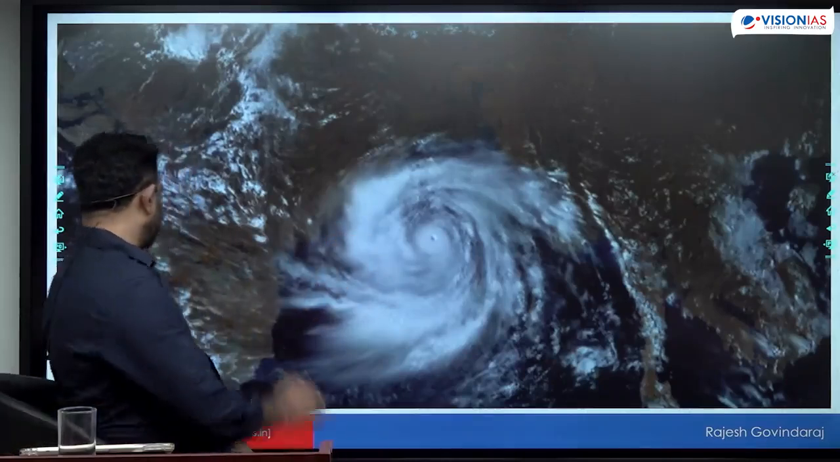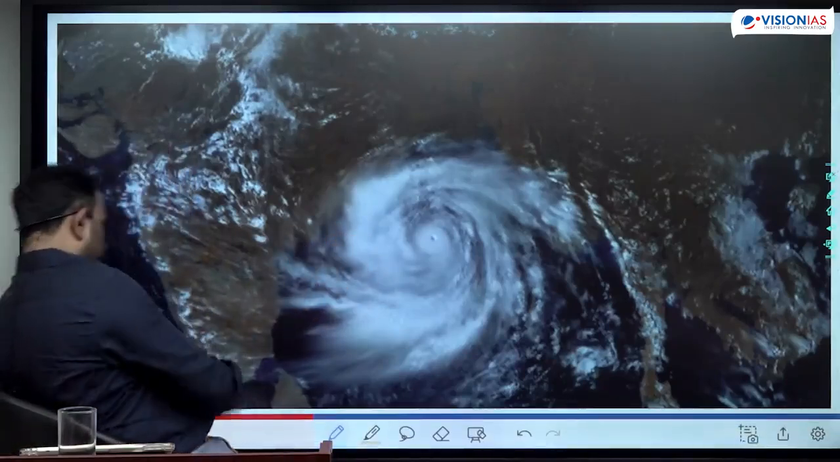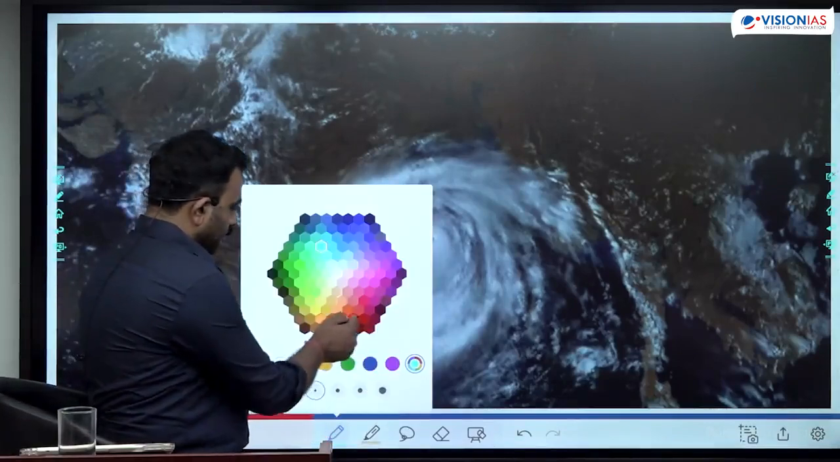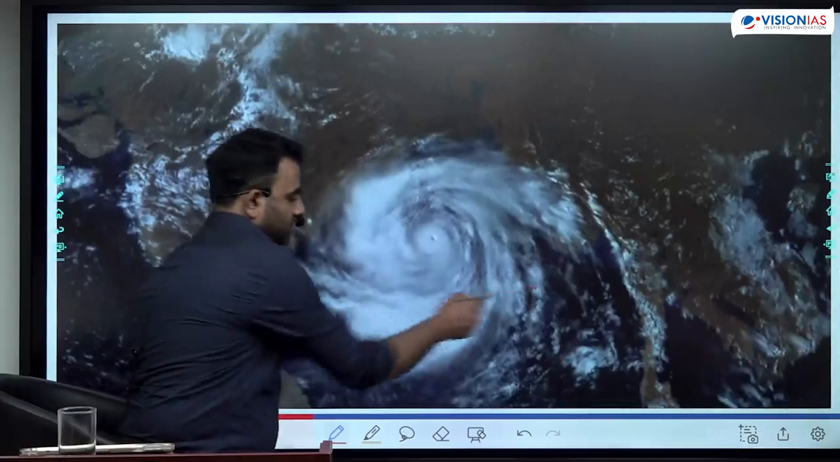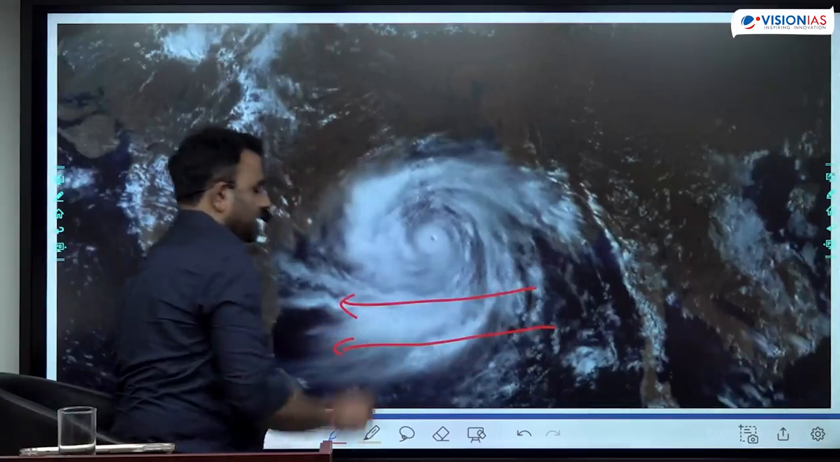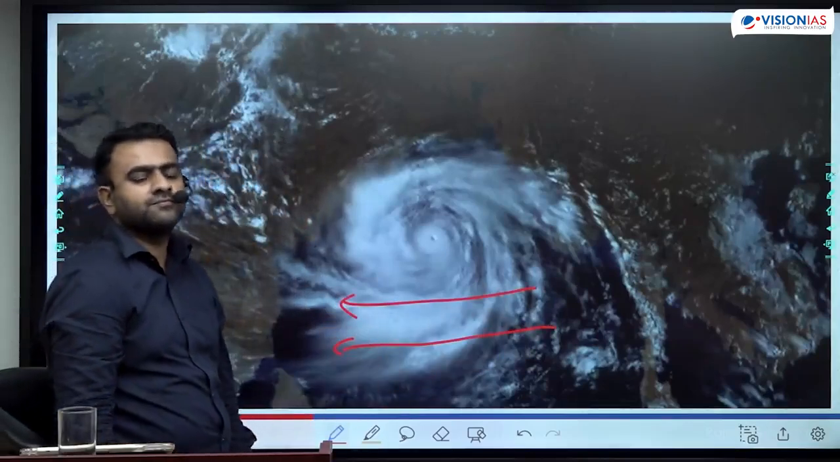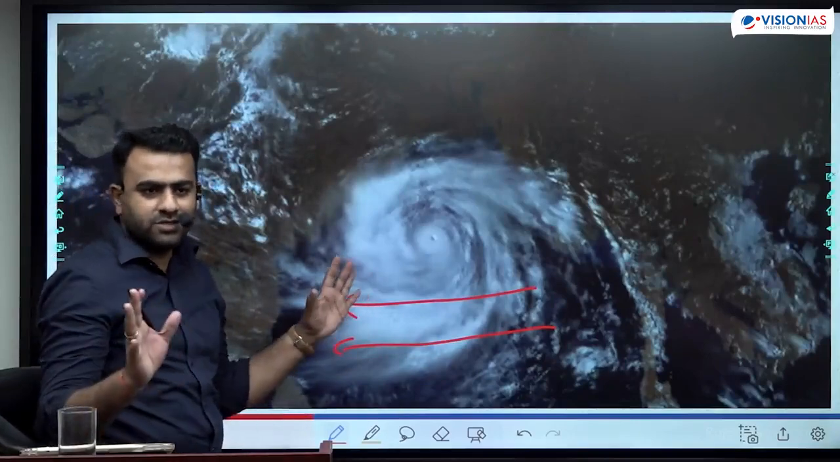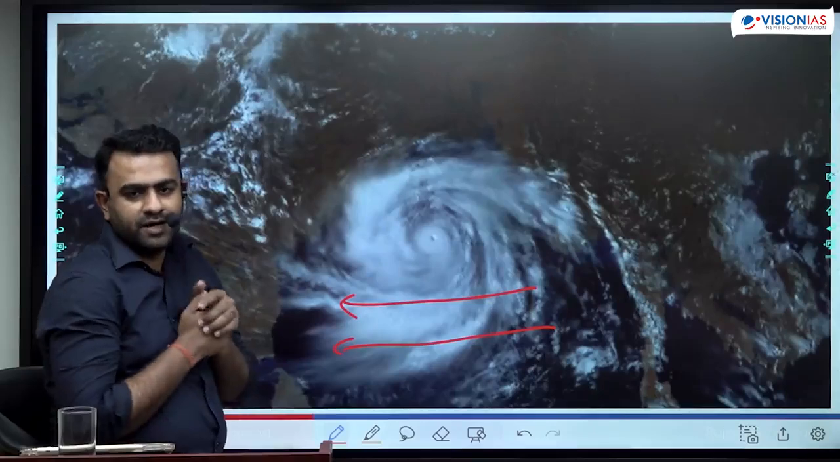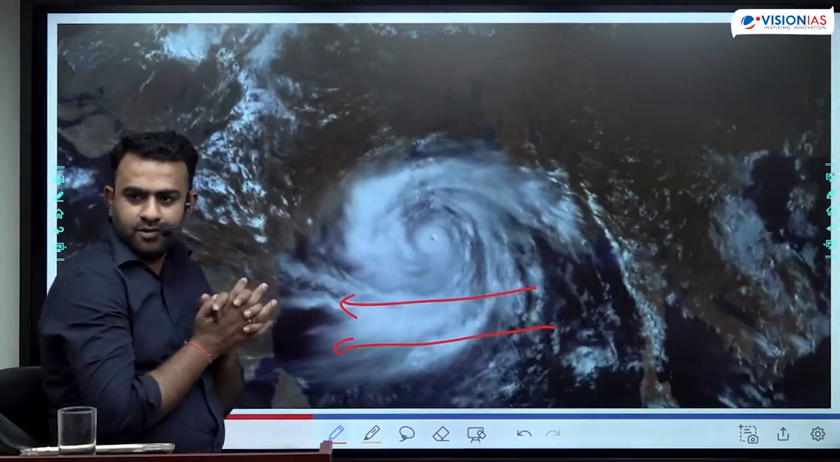What is the direction of movement of these cyclones? In which direction will it go? They are under the influence of trade winds. They usually move from east to west. This is the direction of their movement. The general direction is east to west because they are under the trade wind belt. This is a huge system.